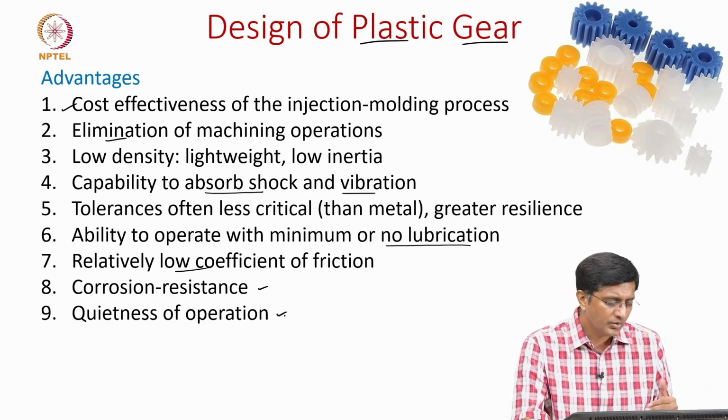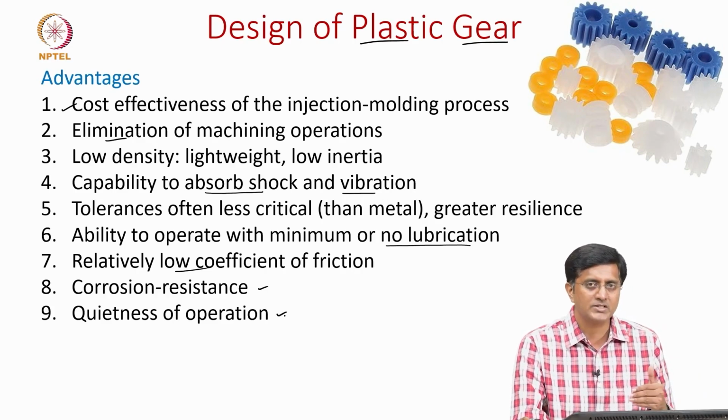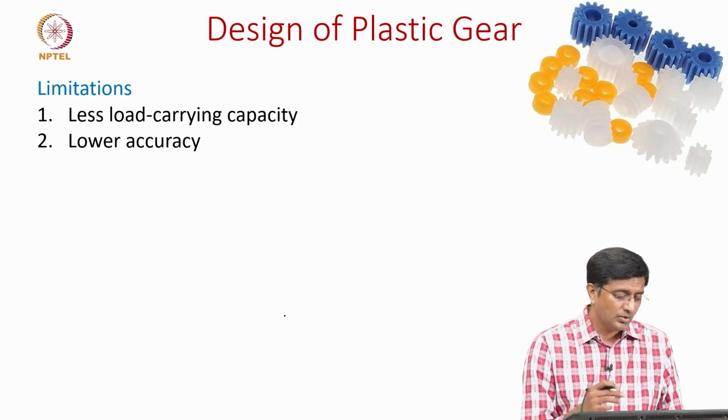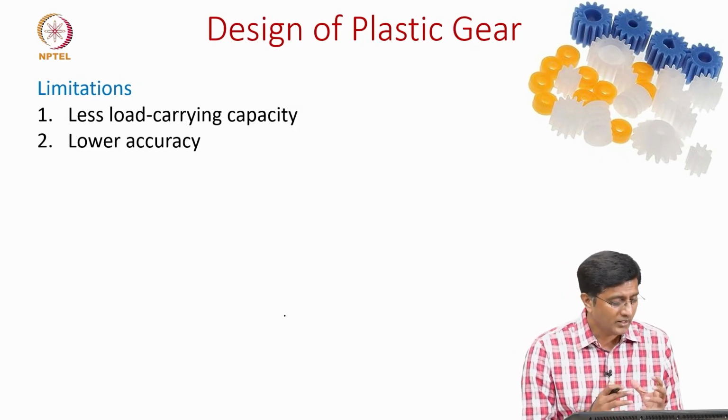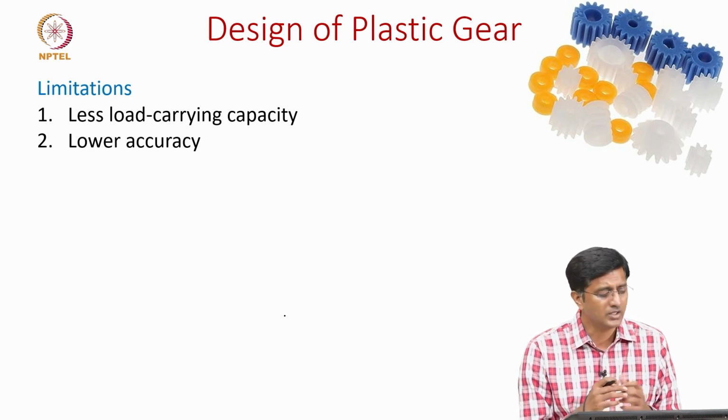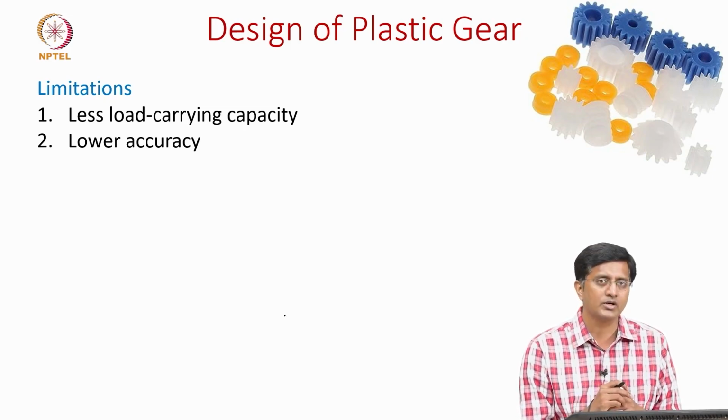Now that we have looked into various advantages of these plastic gears, let us quickly look at what are the limitations. So, first of all, they have very low load carrying capacity. Unlike metals which can carry much higher loads, they have low load carrying capacity, mostly because the failure stresses are small for polymers. They are not designed to take very high loads, but moderate loads is something they are capable of.